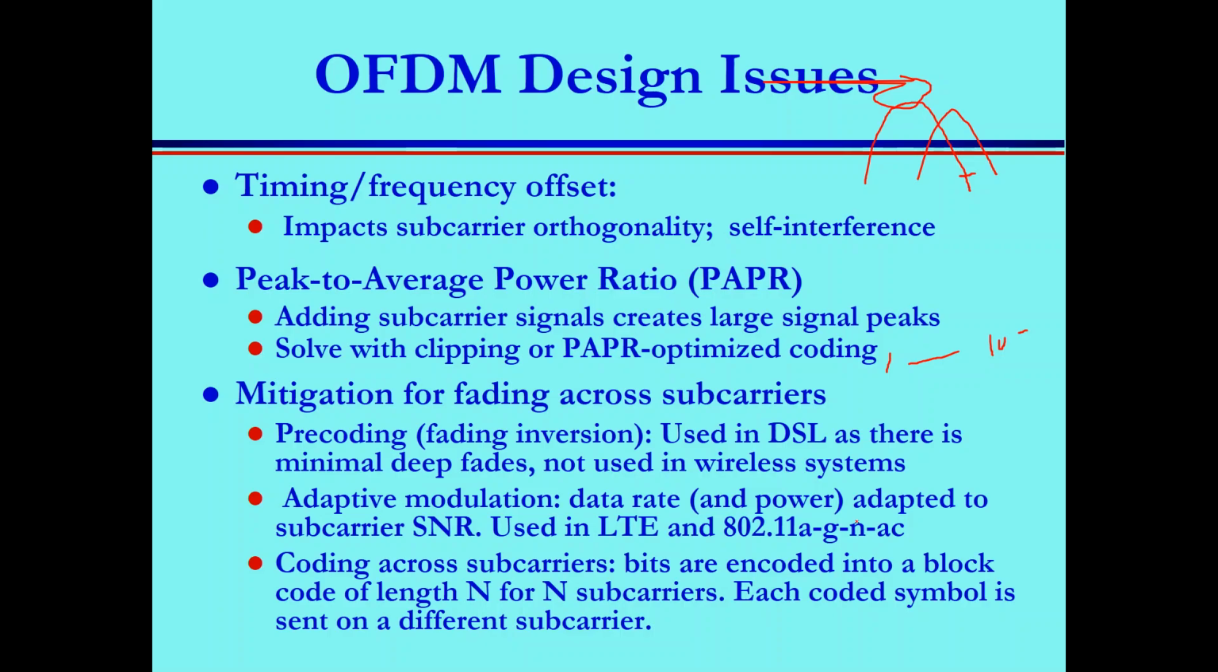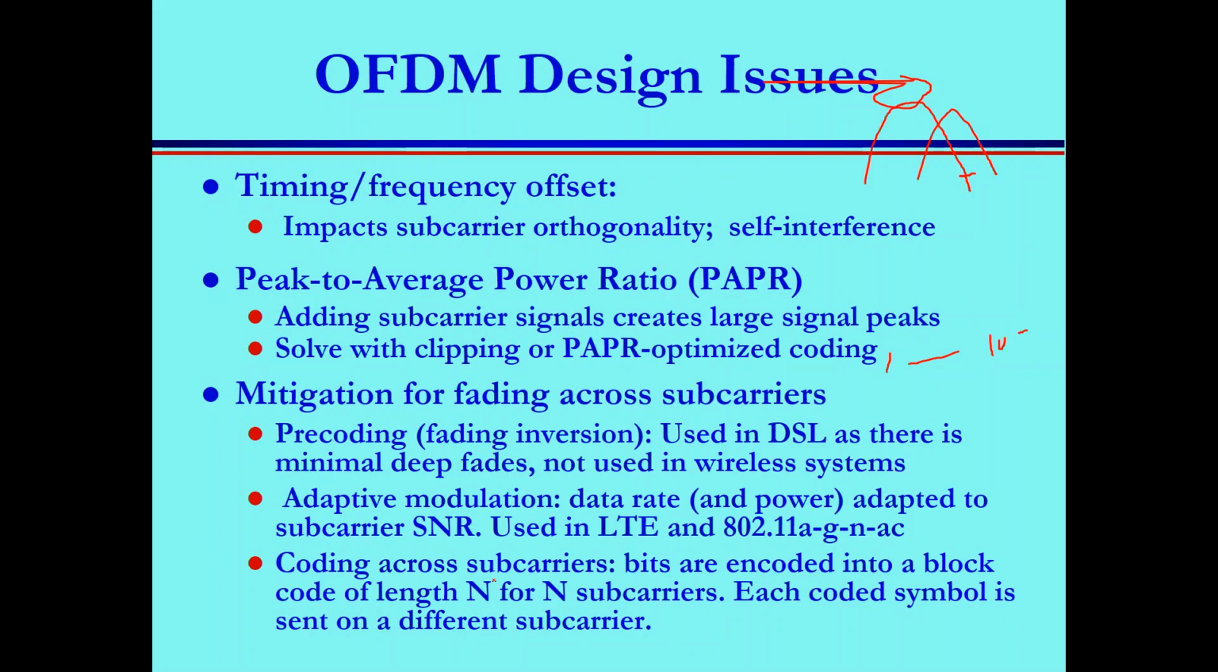If you are in a deep fade, what do you do? You use low order modulation like BPSK. If you are in a good channel response, what do you do? You use high order modulation. You adjust according to the channel. Coding across subcarriers: bits are encoded into a block code of length n for n subcarriers. Each coded symbol is sent on a different subcarrier. Coding is very important and critical if you want to improve your performance beyond the expected one.